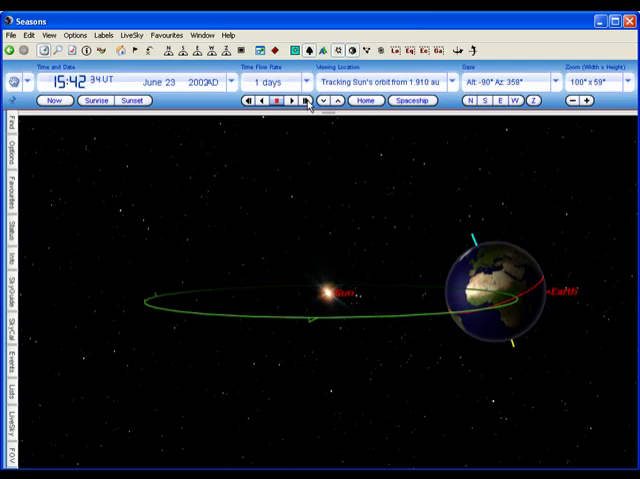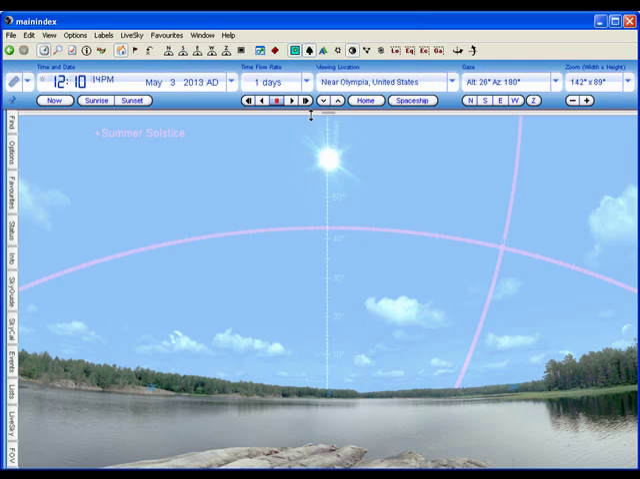Also known as the summer solstice. Now notice here, the sun will be higher in the sky in the northern hemisphere. And if we take a look on June 23rd, you can see that the sun is continually rising in the sky. There. So now we have the summer solstice. And after the summer solstice, the days get shorter.